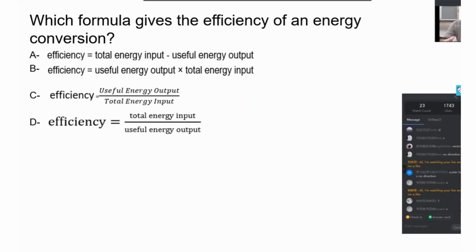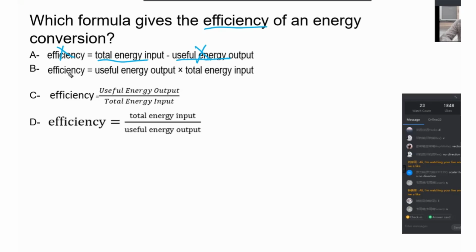Take some time and try to answer. This question is about efficiency. Very straightforward one. Just type your answer. You don't need any calculations. So is A a possible answer? A is not a possible answer because this is wrong. You see, this is telling you total energy input minus useful energy. So this is wrong. This option is not possible.